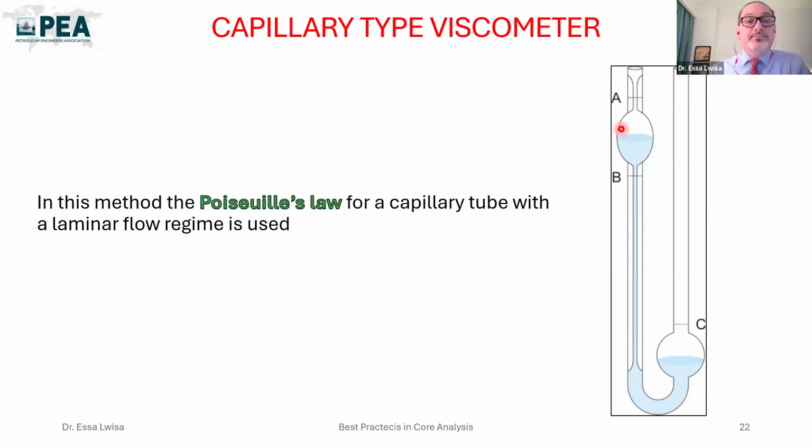Here you fill the tube. Can you see this letter A? There is a mark. So you fill the tube and then you use a vacuum bulb to raise the liquid level to this area, higher than the mark A. Then you release the vacuum bulb, so the liquid will start falling down.